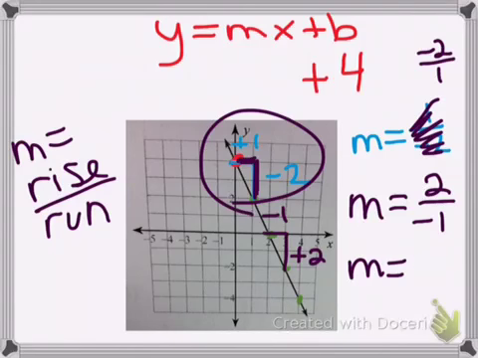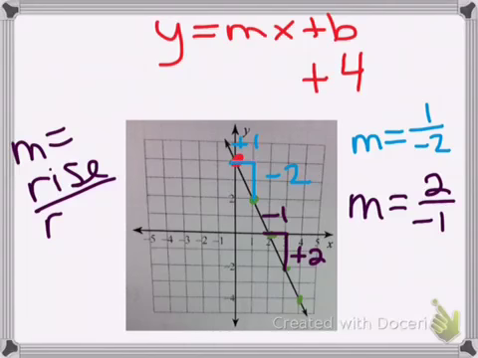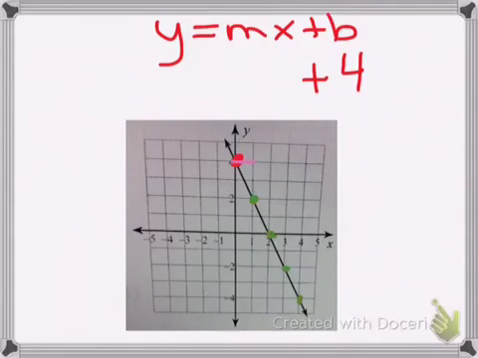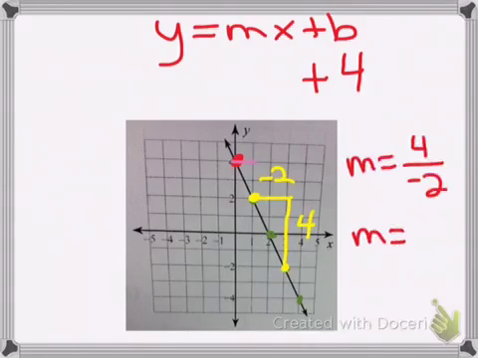Even if you picked some really random points here, let me get rid of some of this extra on our graph here. Just a lot going on. Okay, even if you picked this point and this point, you're still going to get the same answer, because rise 4, run -2. So that slope is going to be 4 over -2, and that still reduces to -2. So for the slope, I'm going to put -2. So y equals -2x plus 4.